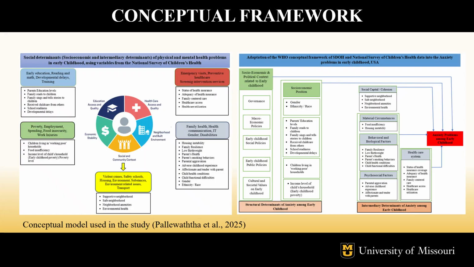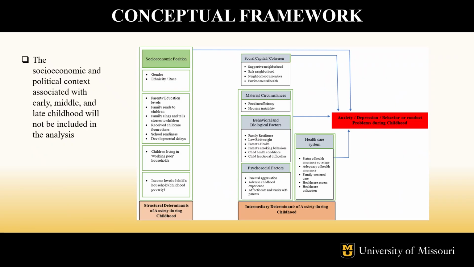Here you can see the conceptual framework used in this study. It integrates the CDC's five social determinants of health domains and the WHO conceptual framework and data from the National Survey of Children's Health. The socioeconomic and political context associated with early, middle, and late childhood will not be included in this analysis. These are the variables considered in this analysis. Some variables will be excluded when they are not included in the relevant data years, since the national data does not capture them.